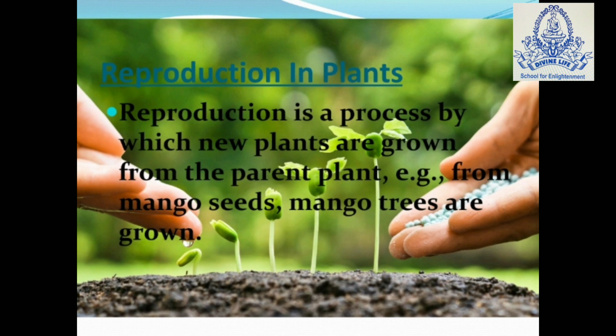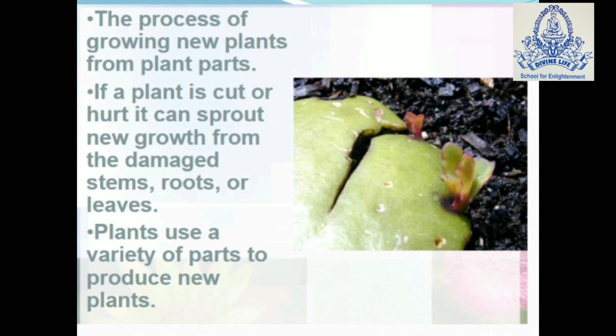We can grow new plants from different parts of a plant like spores, seeds or by the vegetative part. The process of growing new plants from plant parts is called vegetative method. Okay. If a plant is cut or hurt, it can sprout new growth from the damaged stems, roots, or leaf part. And plants use a variety of parts to produce new plants.